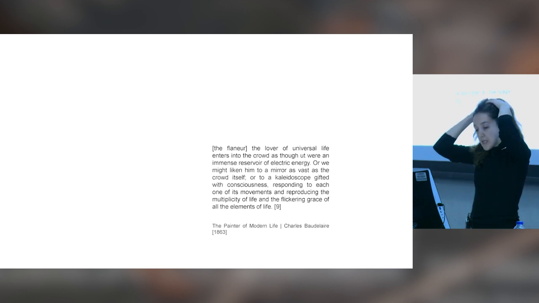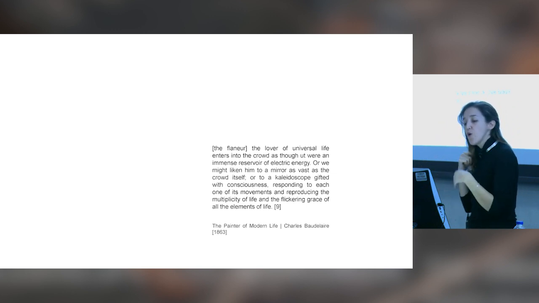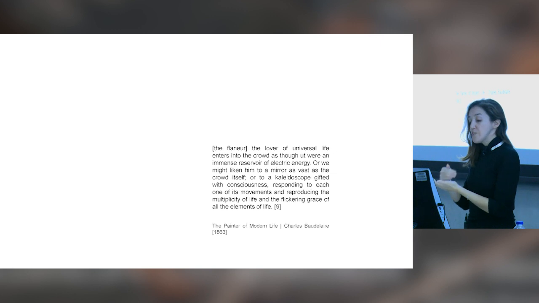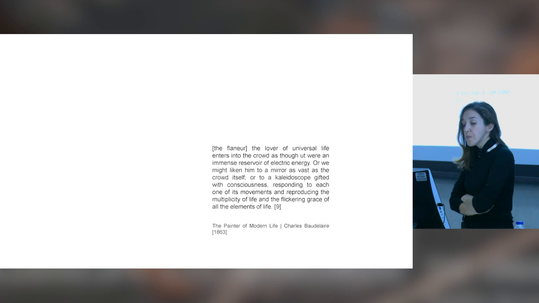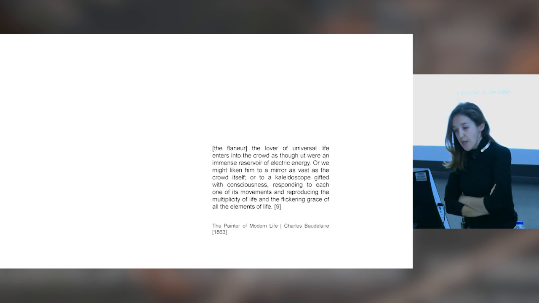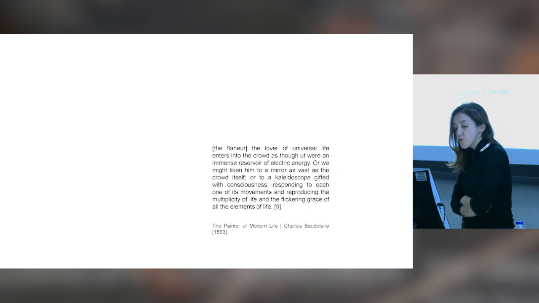But I think there are some aspects of it that apply to a wider understanding of the agency of the city dweller in the understanding of the urban. So Baudelaire wrote of the flaneur that we might liken him to a mirror as vast as the crowd itself, or to a kaleidoscope gifted with consciousness, responding to each one of its movements and reproducing the multiplicity of life and the flickering grace of the elements of life.